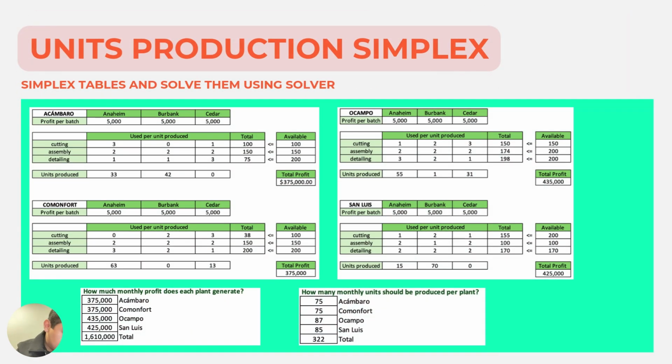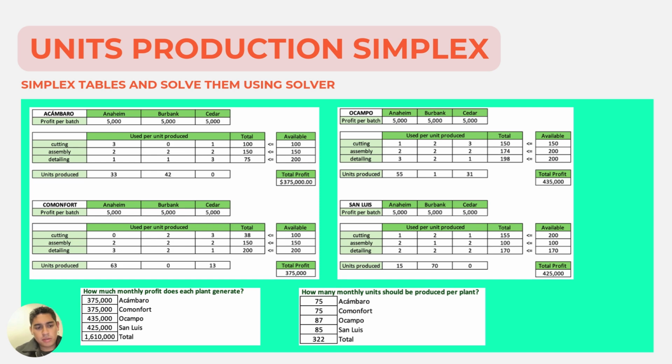Our next step was to solve the production planning problem using linear programming and the simplex method via Excel Solver. The objective was to maximize total monthly profit from all plants. The decision variables were the Anaheim model, Burbank model, and also the Cedar model. The constraints were cutting hours, assembly hours, and detailing hours.